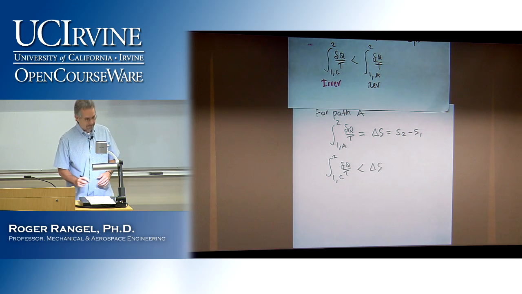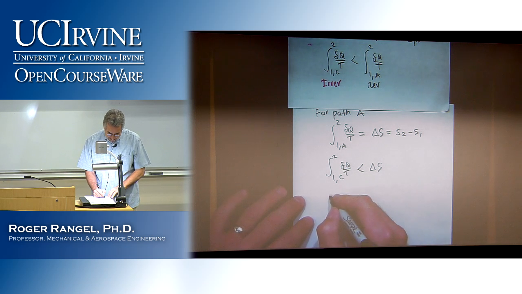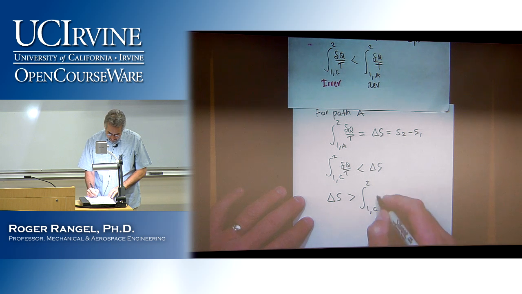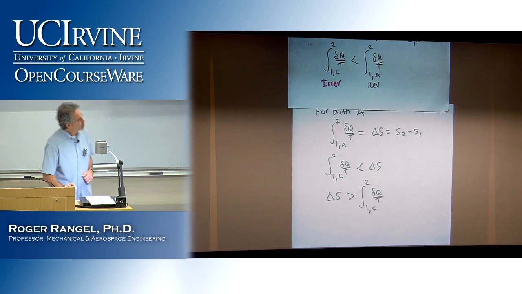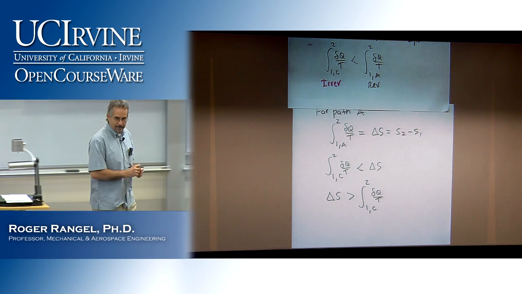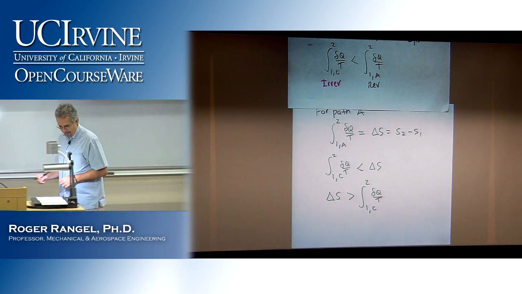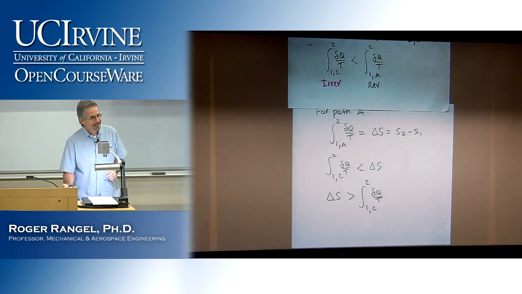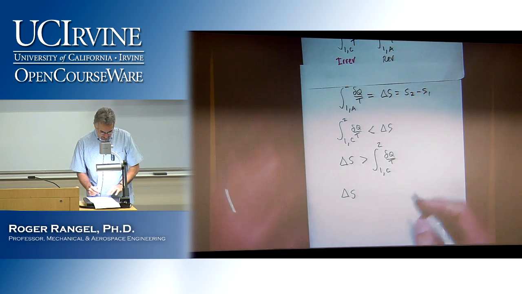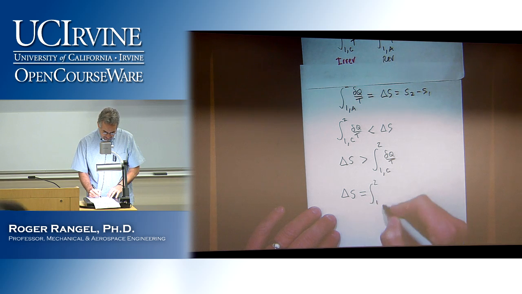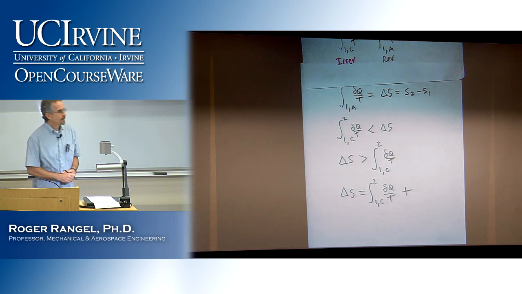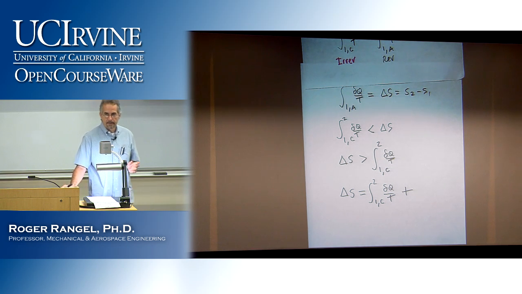So if we put it together, then using this one, what do I need to do to make this an equality? So this is what we have. Let me write it the other way. So delta S greater than the integral from 1 to 2 on path C of delta Q over T. If I want to make an equality of this, where do I add something? On which side? On the right-hand side. So if I want to make this an equality, I have to add something here. Then it becomes an equality.